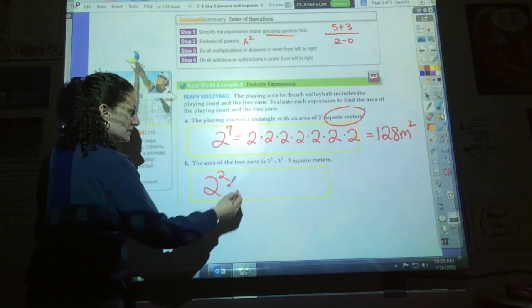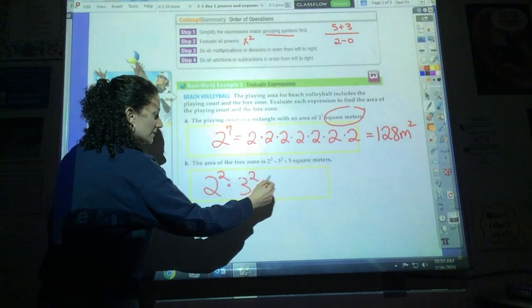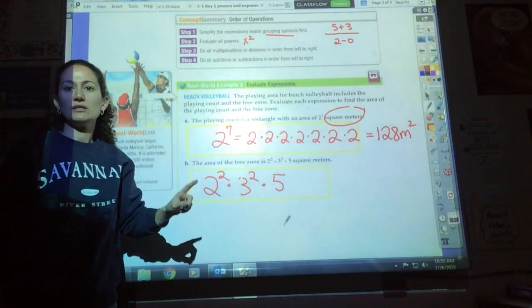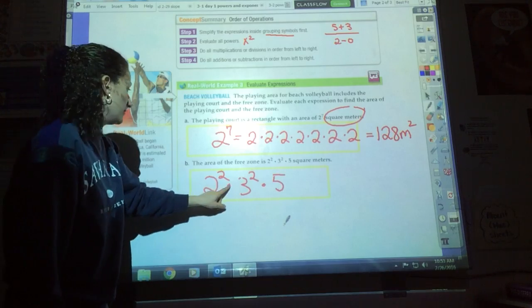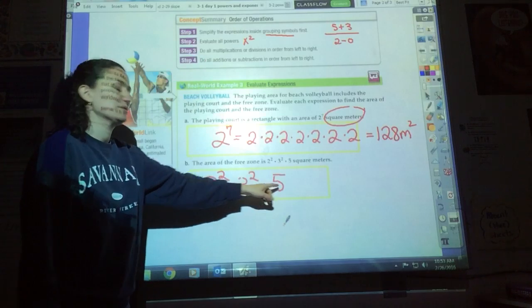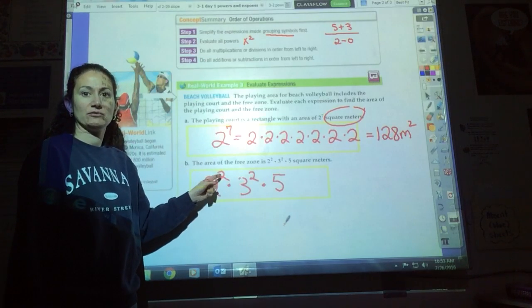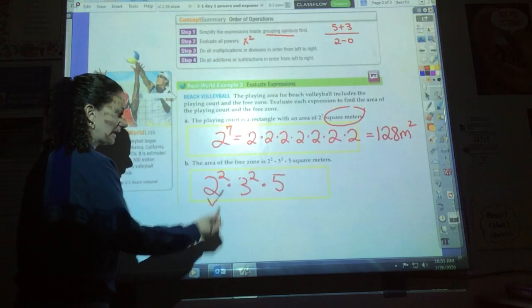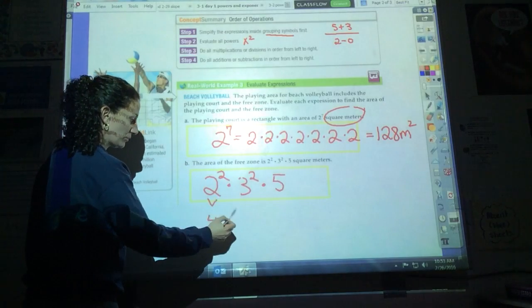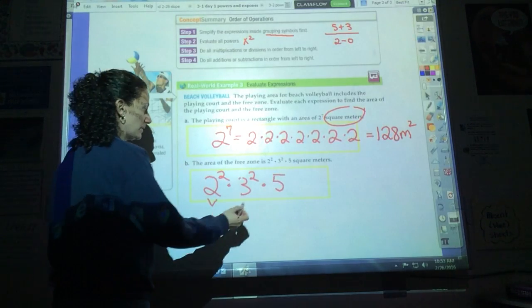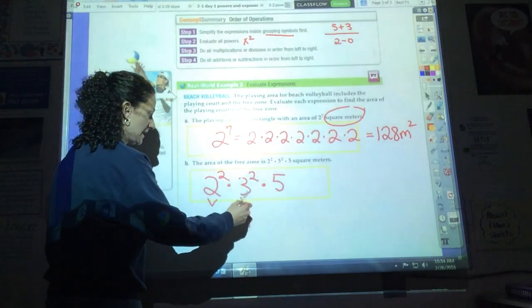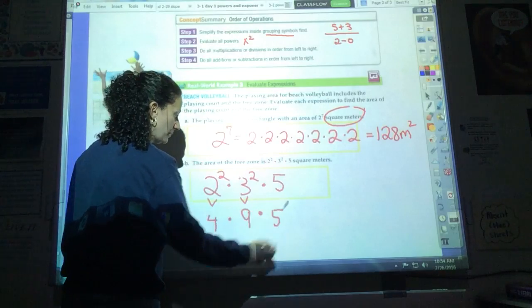2 to the power of 2 times 3 to the power of 2 times 5. Now, according to our order of operations, we have to evaluate powers first before multiplying. So it's not okay to do 2 times 3 times 5 and then try to raise it to the power of 2. So we've got to do 2 to the power of 2. That means 2 times 2, which is 4. I'm going to bring down the multiplication sign, do one step at a time here. 3 to the power of 2, which is 9. 3 times 3. And then 5 is just being raised to the power of 1.